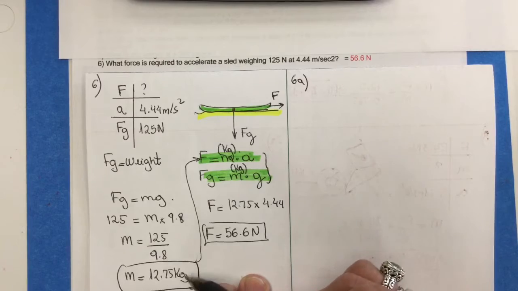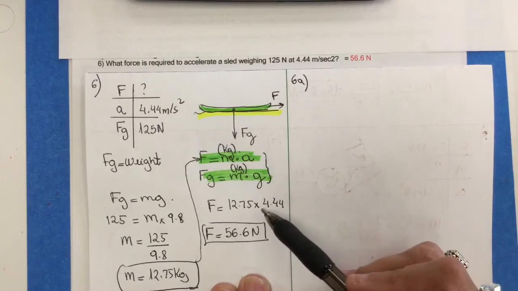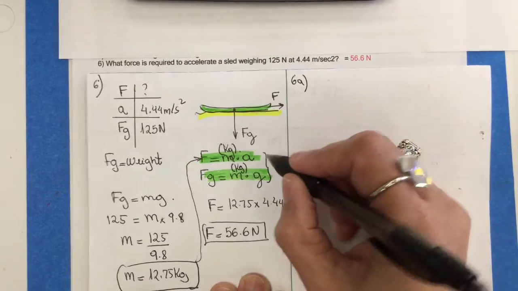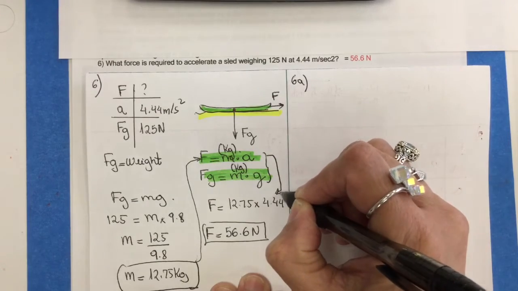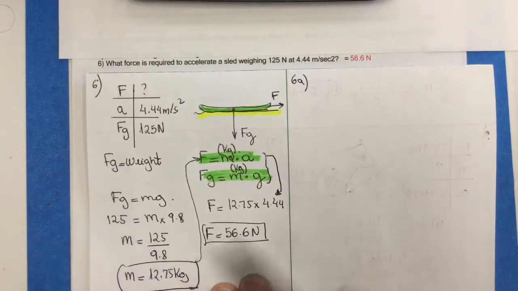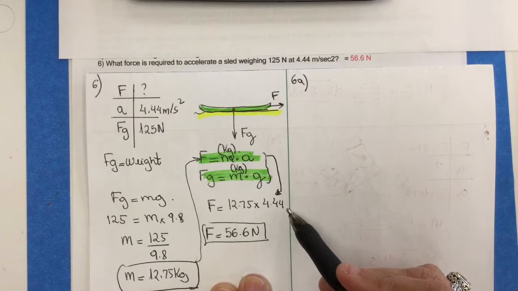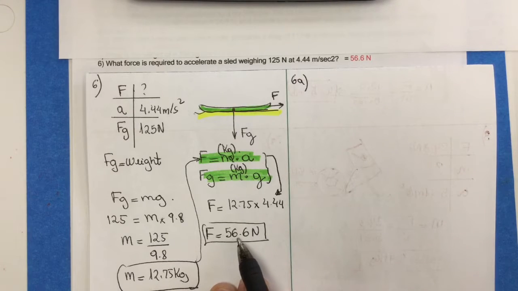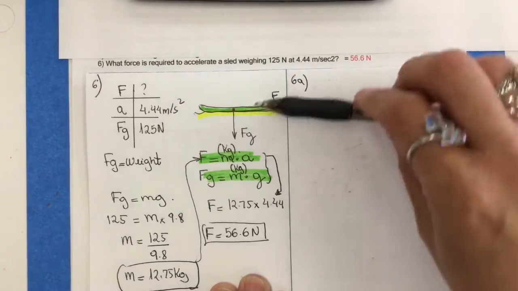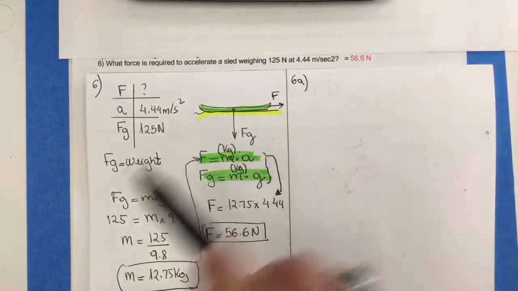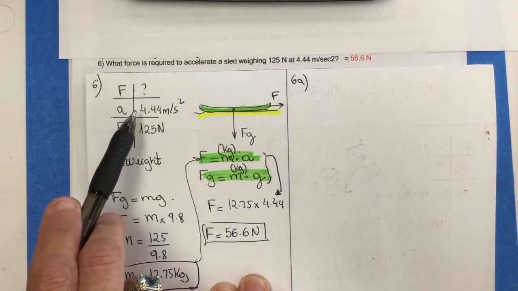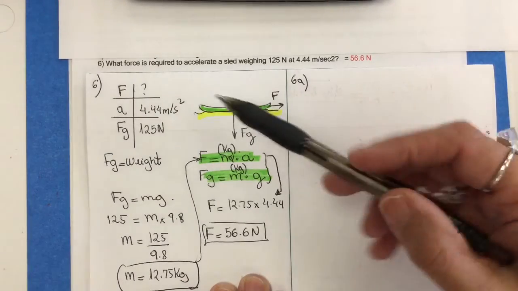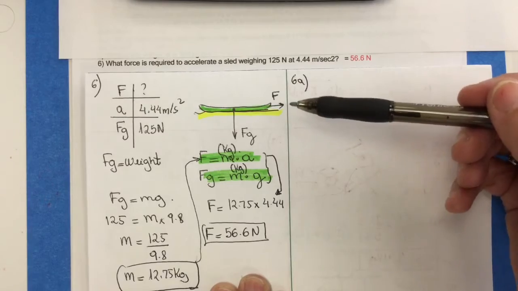So now that we found the mass, we need to do our substitution. The mass is 12.75 kilos times the acceleration given in the problem, 4.44 meters per second squared. When you multiply both numbers, we have 56.6 newtons. So that's the force that is going to produce this acceleration, which means that the sled is going to change speed over time.